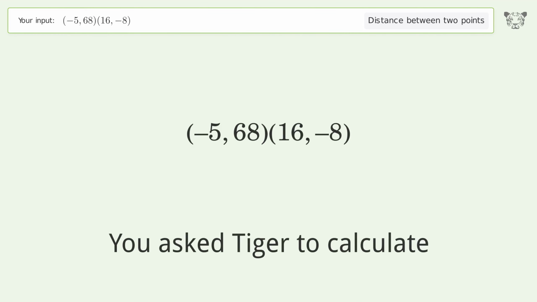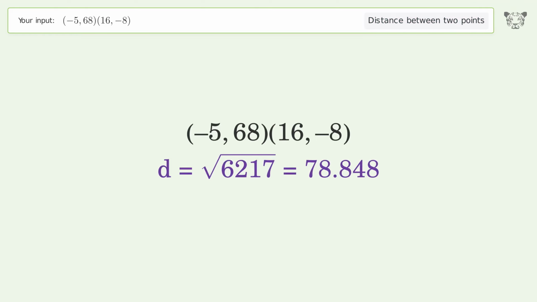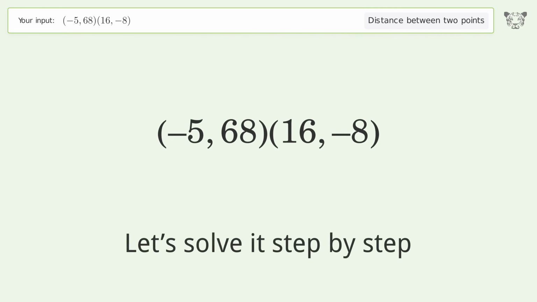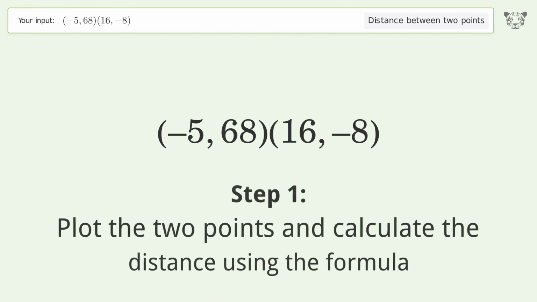You ask Tiger to calculate. This deals with the distance between 2 points. The distance between the 2 points is the square root of 6,217, or 78.848. Let's solve it step by step. Plot the 2 points and calculate the distance using the formula.